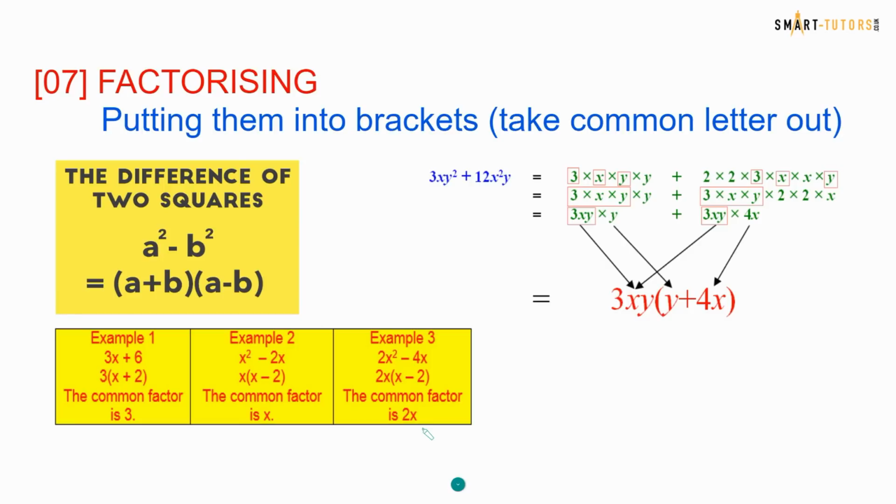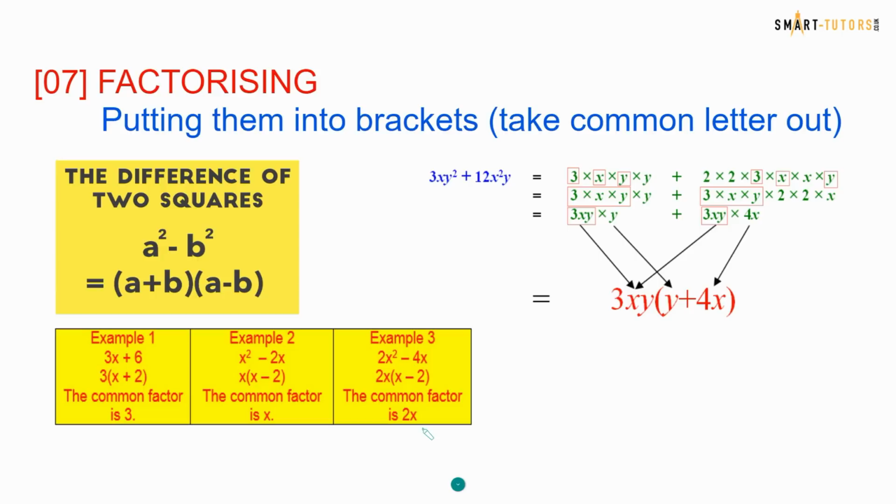Topic number 7, factorizing. Factorizing means putting them into brackets, taking the common factor out. There's a special type of factorizing, the difference of two squares. You need to know a squared minus b squared equals (a plus b)(a minus b). So a plus b in one bracket, a minus b in the other bracket. Look at this example quickly.